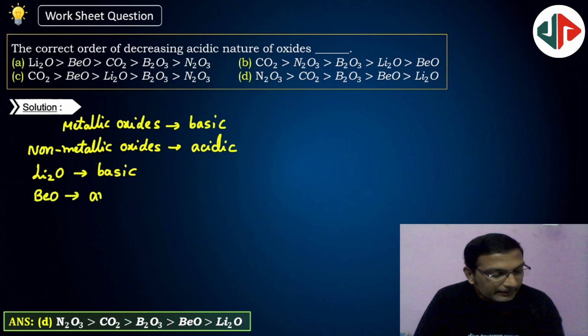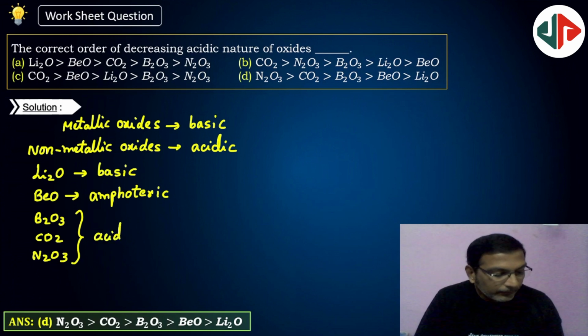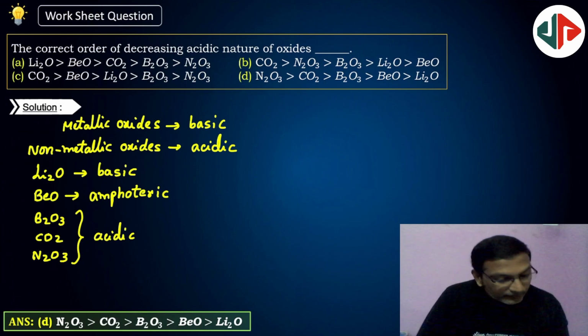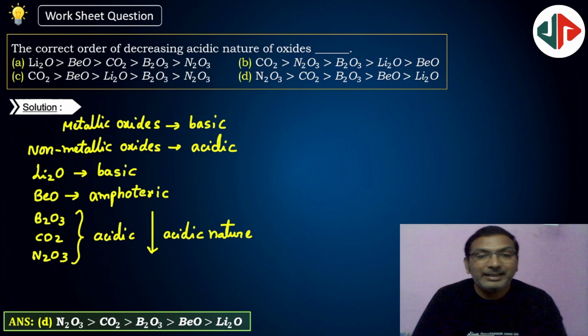BeO is an amphoteric oxide. Remaining B2O3, CO2, N2O3 are acidic. And between boron, carbon, nitrogen, from boron to nitrogen, acidic nature increases. N2O3 will be most acidic.